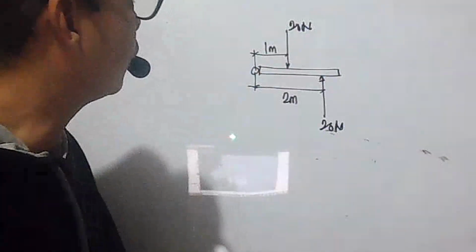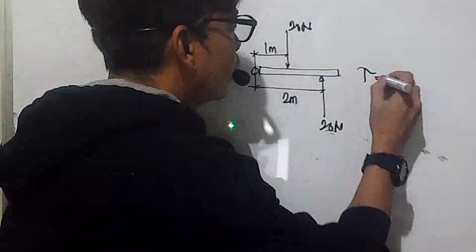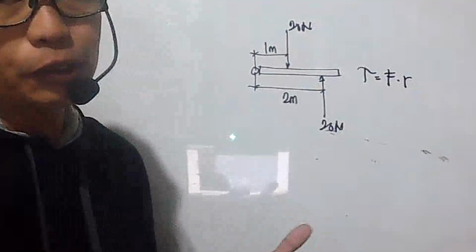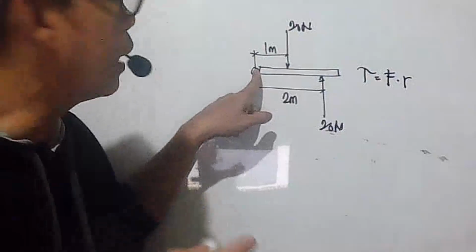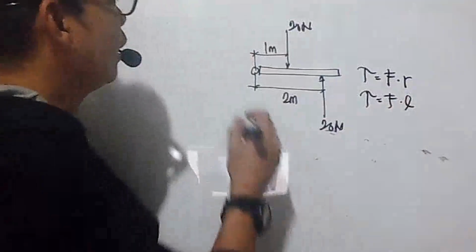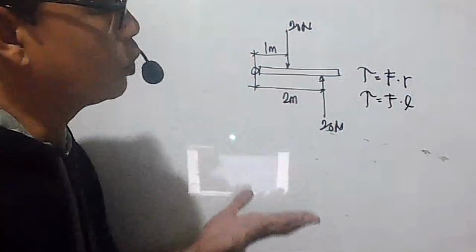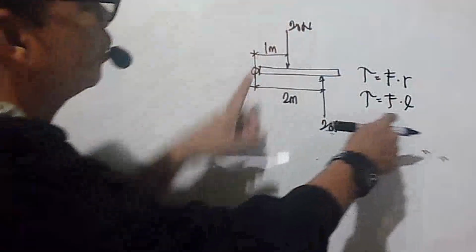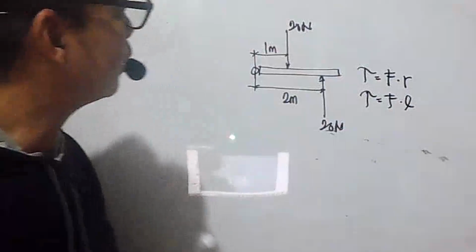How do we solve for the torque? Torque is equal to your force multiplied by the moment arm, or the distance of the force from the axis of rotation. In this case, your hinge is your axis of rotation. It could also be written as force multiplied by the length, from here to here. So torque equals F multiplied by L, where L is the distance.